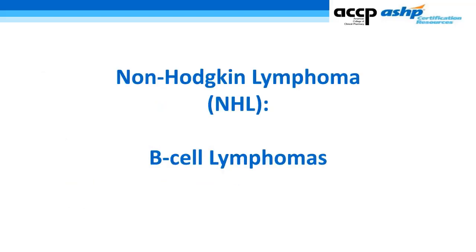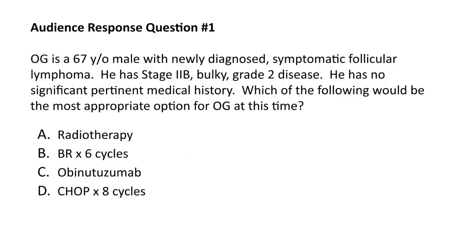So we'll start off with the non-Hodgkin's lymphoma, focusing first on B-cell non-Hodgkin's lymphomas. Let's start off with a patient case. Our first audience response question. OG is a 67-year-old male with newly diagnosed symptomatic follicular lymphoma. He has stage 2B bulky grade 2 disease, but he has no significant pertinent medical history.